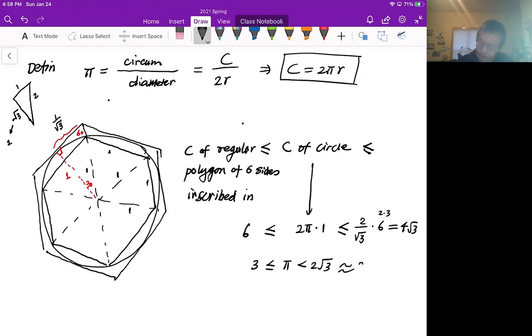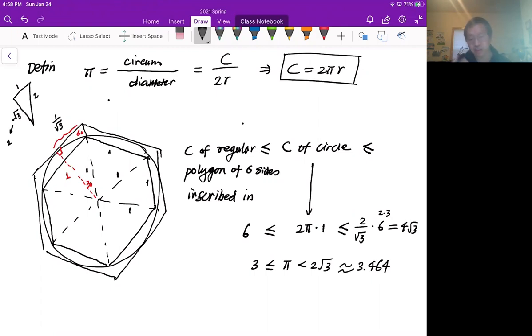2 root of 3 is 3.464. And you might say, well, that's too bad because I know that pi is roughly 3.14, but now your estimate is very, very weak. You can only tell me that pi is between 3 and 3.464. That's not very good.